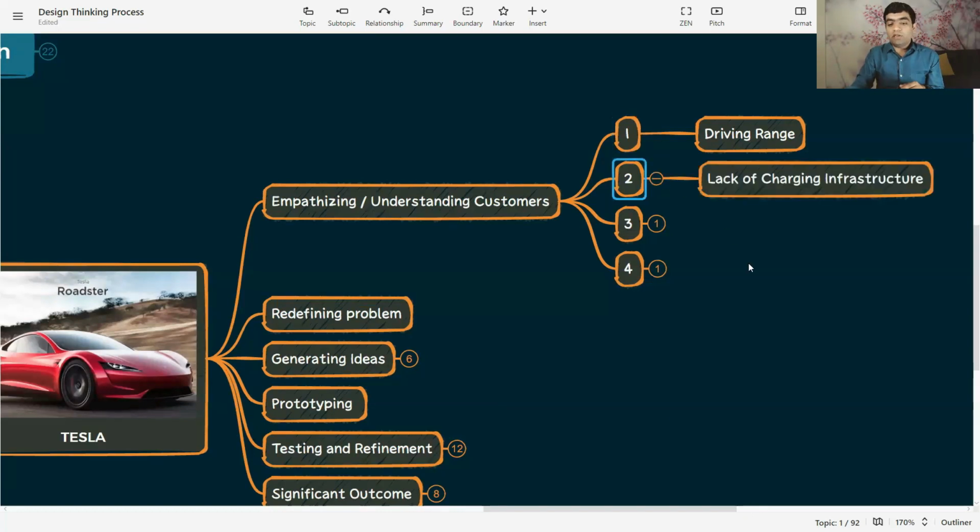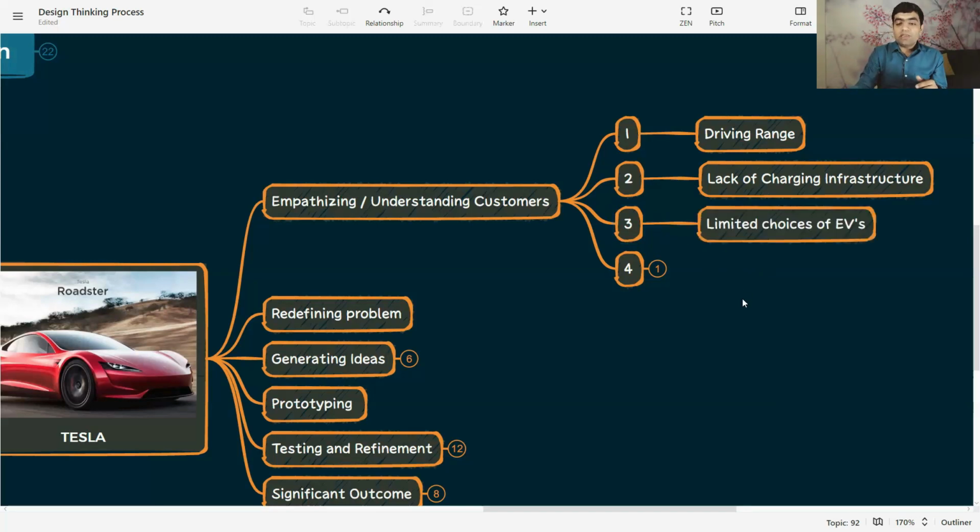The second pain point they received is the lack of charging infrastructure. There were not frequent charging stations. Very few charging stations were there, so users were not buying this type of car, and that is a real pain point, right? The third thing is the limited choice of electric vehicles. This is also one of the pain points, and the performance of electric vehicles was very low. So there were no OEMs manufacturing electric vehicles, right?